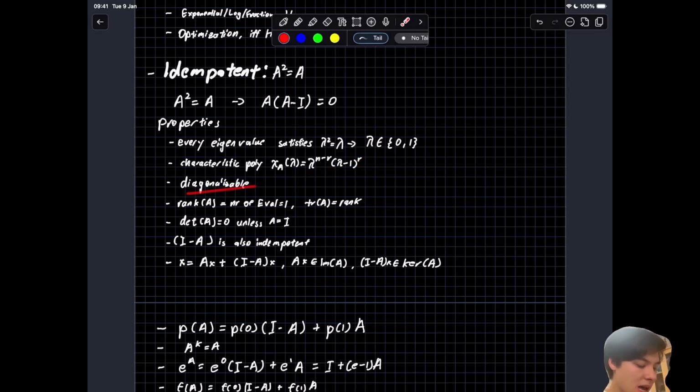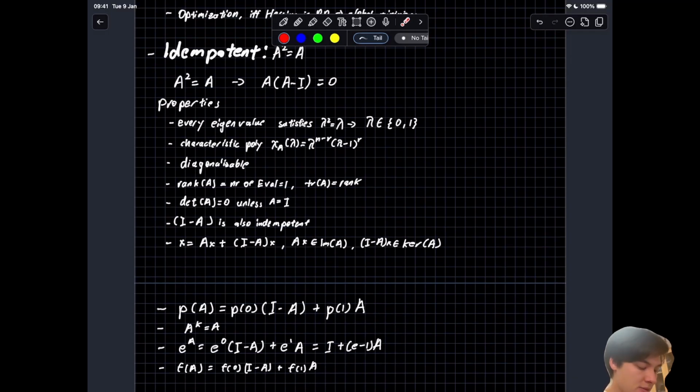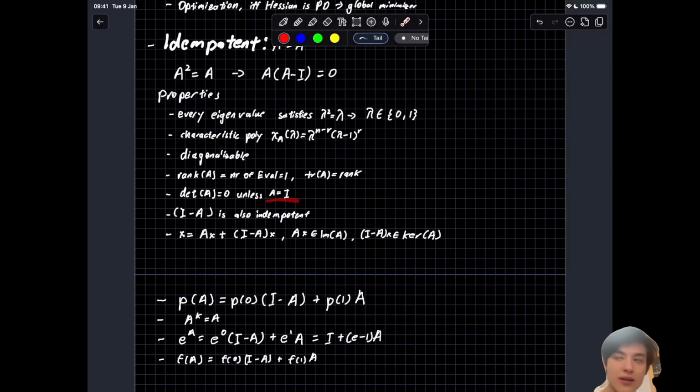And it's diagonalizable. The rank is the number of eigenvalues equal to 1. So the trace is also equal to the rank. The determinant is 0 unless it's the identity matrix. Yeah, and identity minus A is also idempotent.